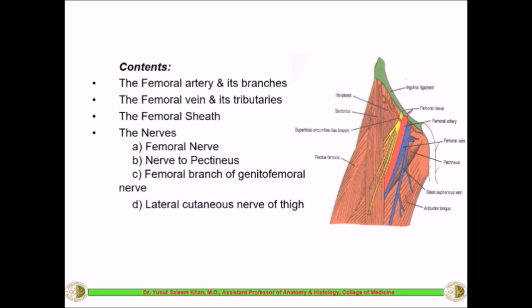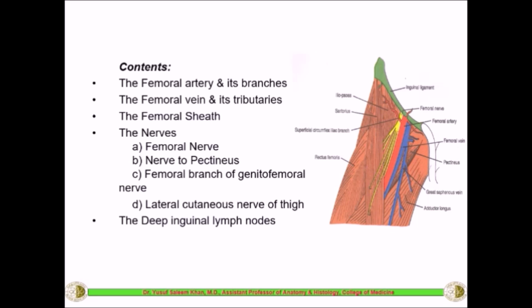We can also trace the lateral cutaneous nerve of thigh in this triangle. All these are the nerves which can be traced in this triangle. All these are not shown in this picture, but these are the smaller nerves which can be seen. But you can see here the femoral nerve, other nerves will also be present.